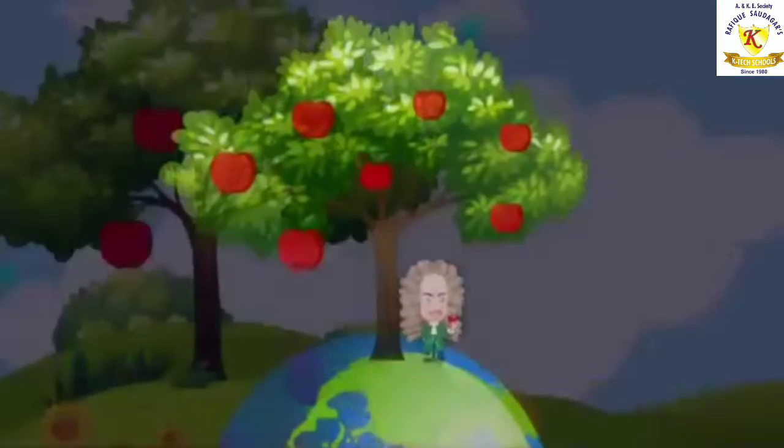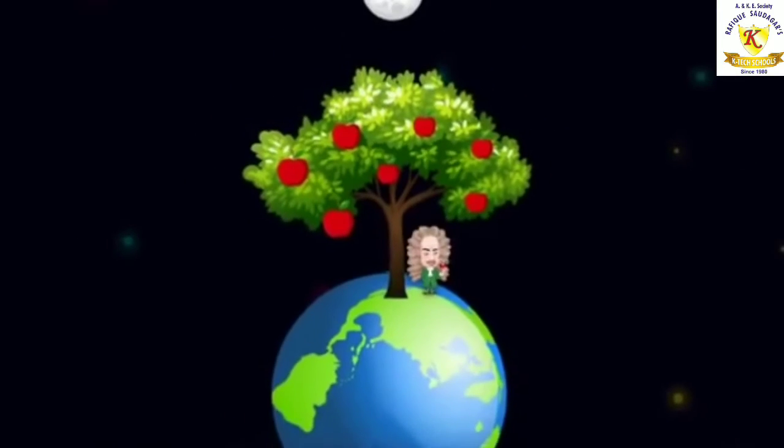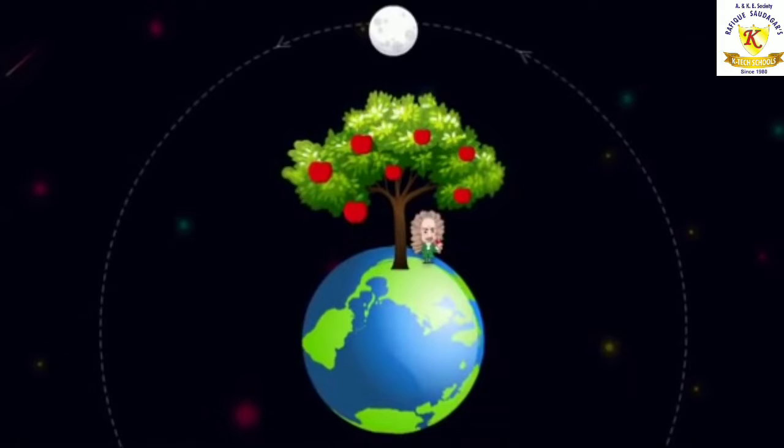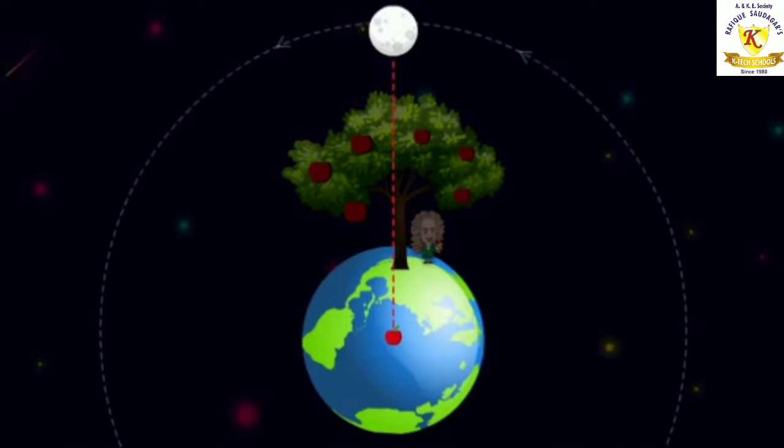The figure shows an apple tree on the earth. The force on an apple on the tree is towards the center of the earth. That is, along the perpendicular from the position of the apple to the surface of the earth. The figure also shows the gravitational force between the earth and the moon. The distances in the figure are not according to the scale.